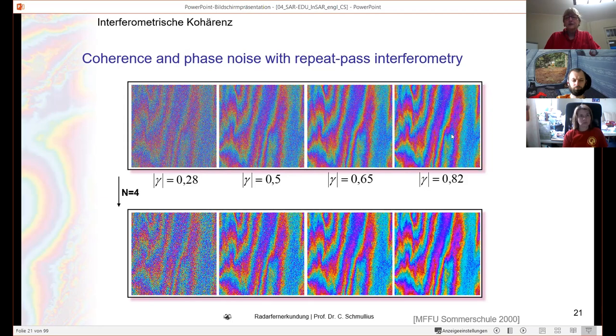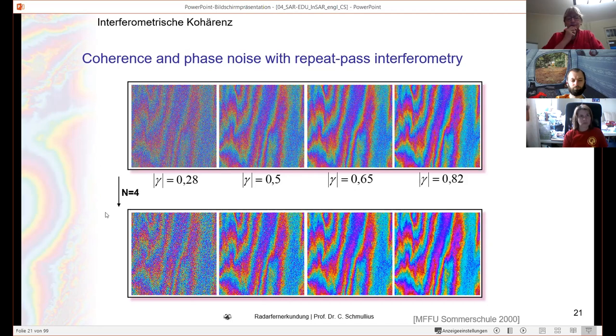And you can imagine now the reason also for single pass interferometry, because if you have no delta T, no temporal baseline, the scatterer at the same position, then you get a brilliant interferogram. Your gamma is one or almost one, and it's the excellent basis for an elevation model. And here your program may have difficulties to follow a fringe, so to produce the height line that you want.